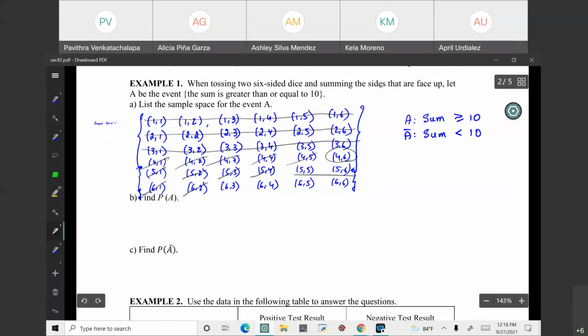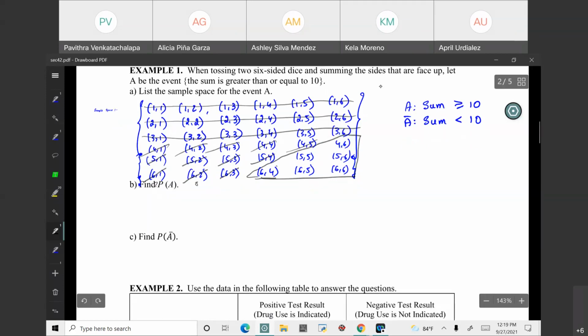7, 8. How am I getting it as 7, 8? Add these two numbers. 6 plus 1 is 7. 6 plus 2 is 8. 6 comma 3 is 9. 6 plus 4 is 10. So this can be the answer. Now if you select any one pair among this, and if you add, the sum will definitely be greater than or equal to 10. Right?